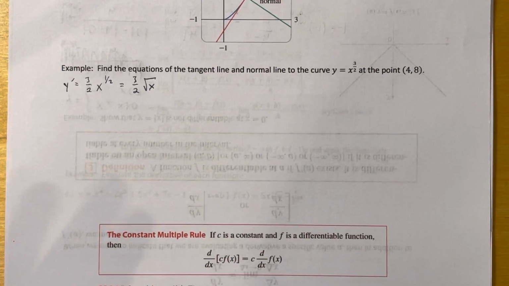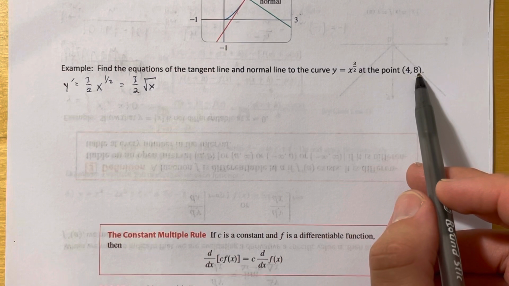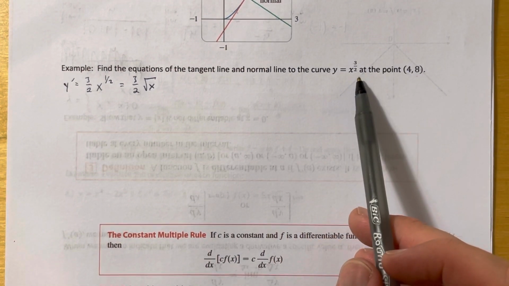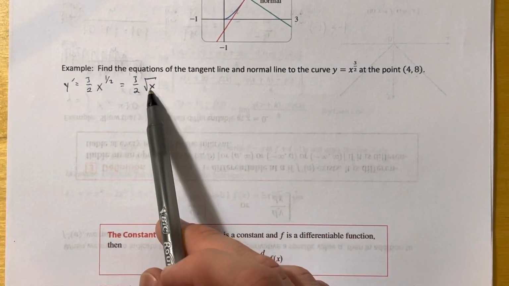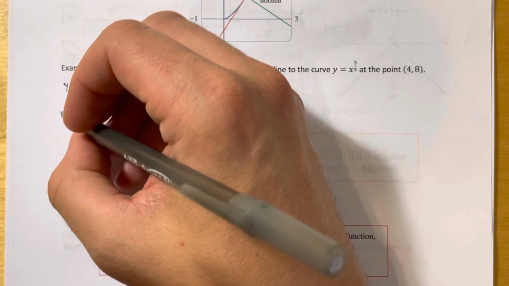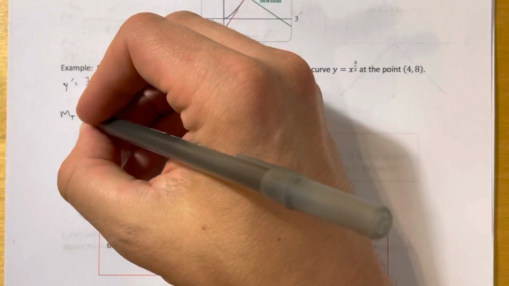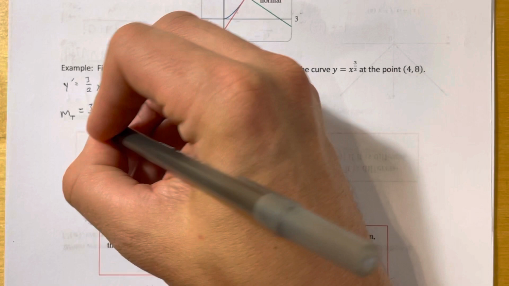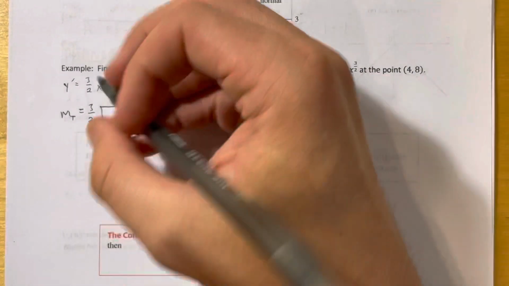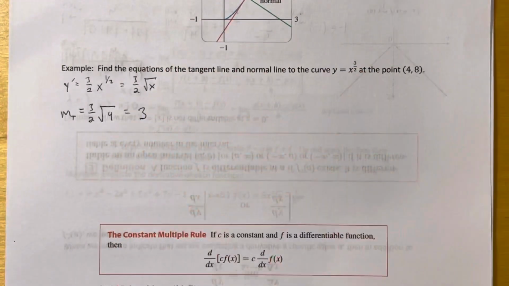Okay? Remember, the purpose of a derivative is to find the slope of a tangent line. And since we're looking at the point (4, 8), if I want the slope of the tangent line to this function at that point, I would be plugging 4 into this derivative. So slope, I'm going to say m_t. The t stands for tangent line. m_t, my tangent line slope, is going to be equal to 3/2 times the square root of 4, which is equal to 3/2 times 2, or simply just 3.